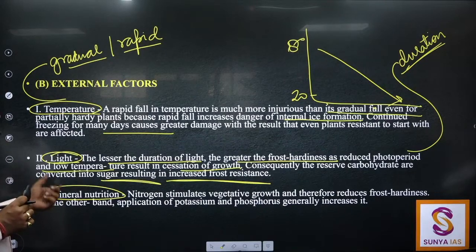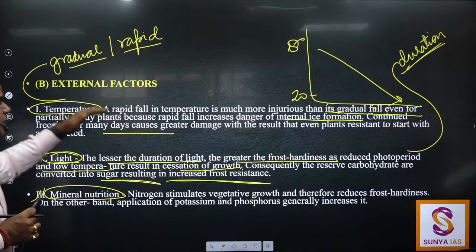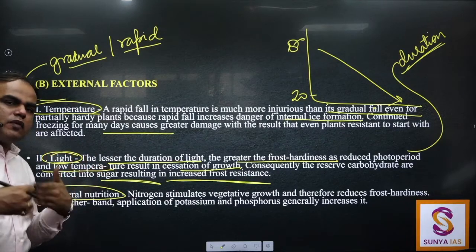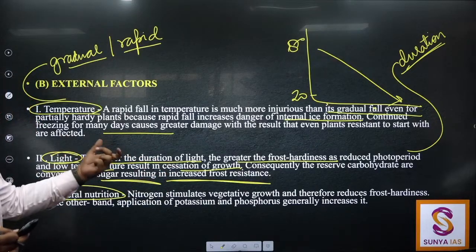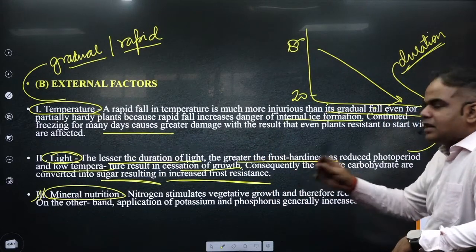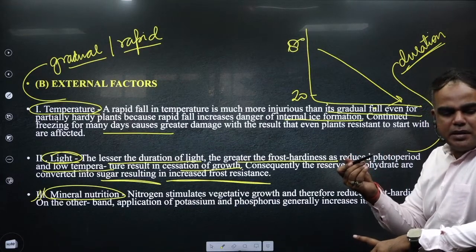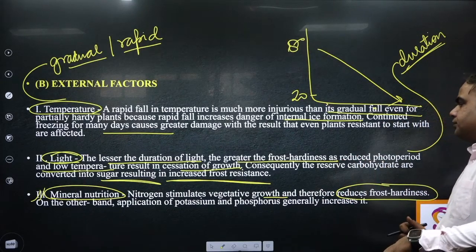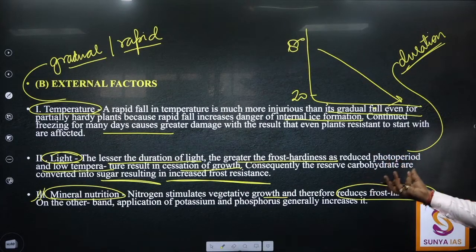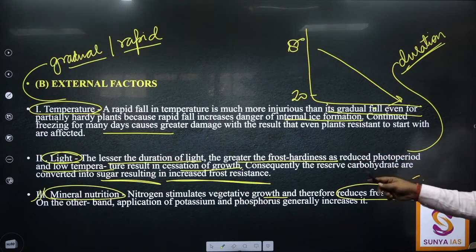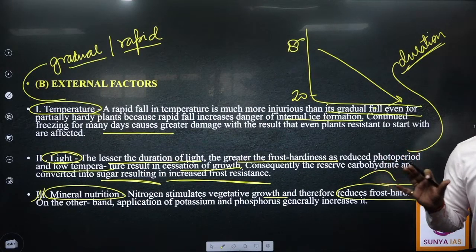Third part is nutrition of minerals. Whatever is going to promote the vegetative growth is going to reduce the frost hardiness. If there was more light available, there would be more vegetation, which would have led to a problem. So the less availability of light leads to more frost hardiness. Similarly, with mineral nutrition, nitrogen is going to accelerate the vegetative growth, and here also it will reduce the frost hardiness. Whereas when we apply potassium, phosphorus, etc., it will increase hardiness. So whatever stimulates the vegetative growth is going to reduce the frost hardiness, which is one part that we have understood till now.